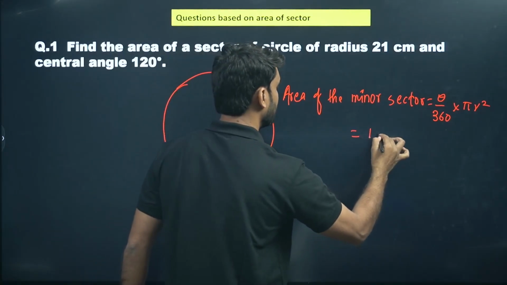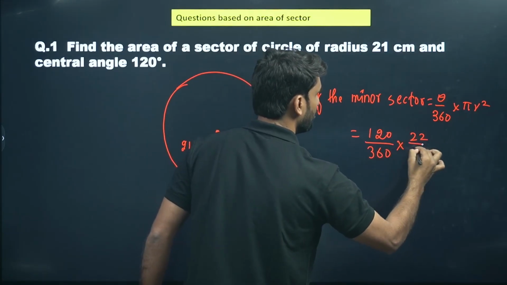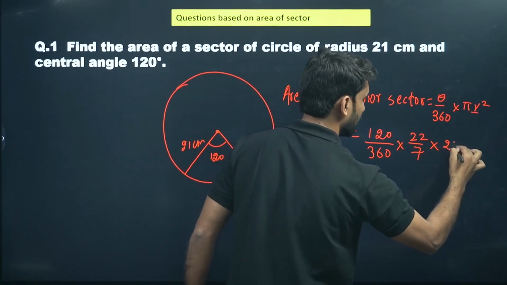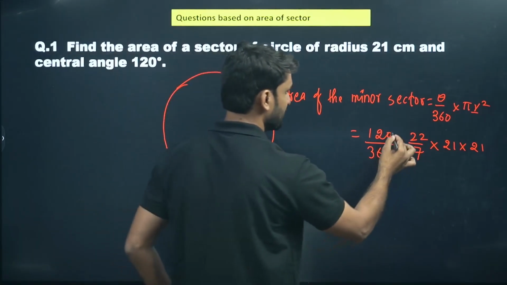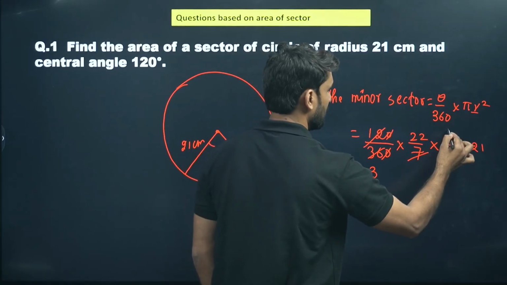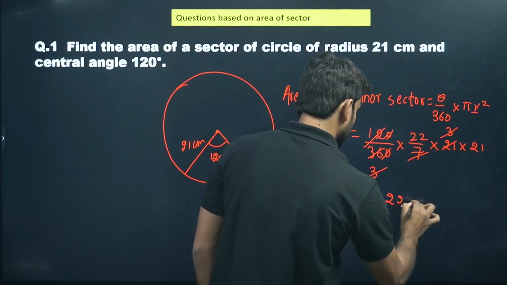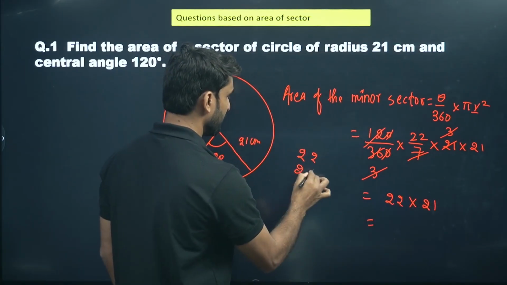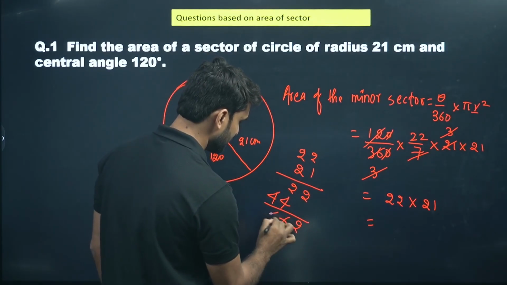So what is theta here? 120 by 360. You know the value of pi is 22 by 7, and what radius is given here? Radius is 21 and the square is here, so you have to write 21 two times. Now there is basic mathematical calculation. 0 and 0 cancel, 12 and 3 cancel, 7 and 3 cancel, right? So what are we getting as a result? 22 cross 21. So let's multiply 22 and 21.